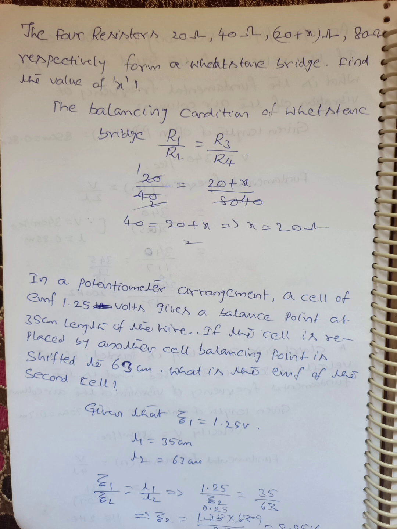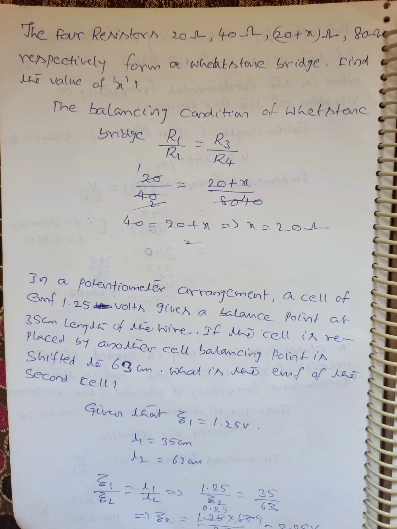In a potentiometer arrangement, a cell of EMF 1.25 volts gives a balance point of 35 centimeters length of the wire. If the cell is replaced by another cell, balancing point shifted to 63 centimeters, what is the EMF of the second cell? Here the problem is that we have to find out the EMF of the second cell when the balancing length is shifted to 63 centimeters.